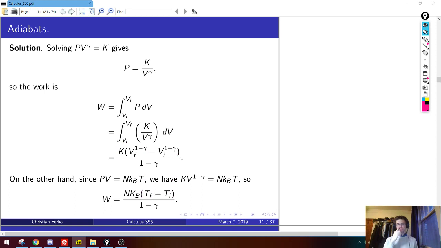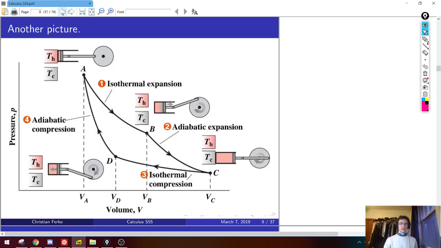Well, anyway, so we know the answer for the adiabats now, so let's go back and do just some accounting work and write down the work done on each of those 4 legs and add them up. So again, this thing is NKB times the temperature difference over 1 minus gamma. So I'll use this picture, I guess. Let me fill in the adiabats. So it should be NKBT times the temperature difference.